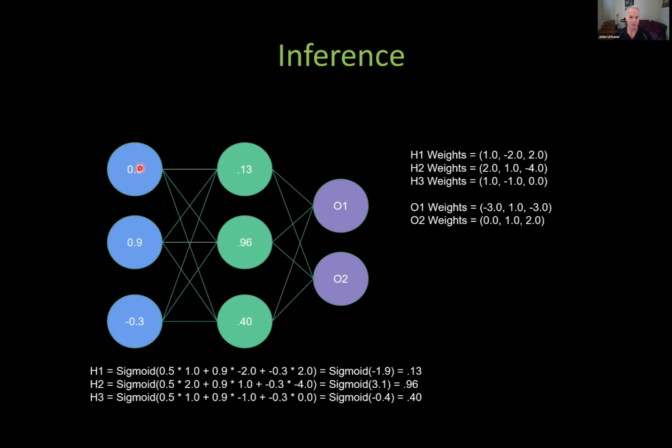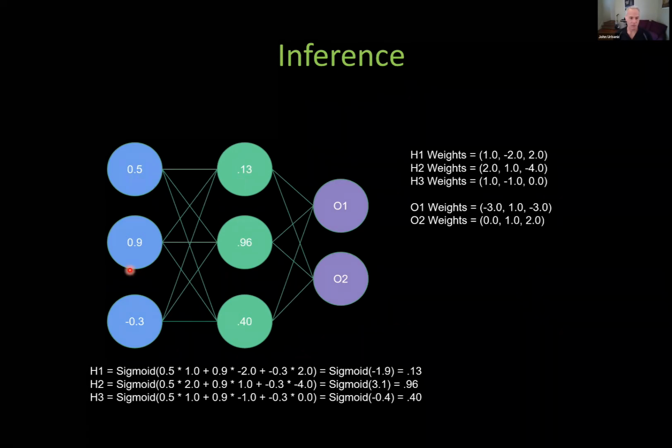So let's say these are our inputs. This is our intermediate layer right here. How do we get to these results right here? Well, to get to this, say, 0.13 value here, this neuron is basically taking all these 3 input results and weighing each one of them.